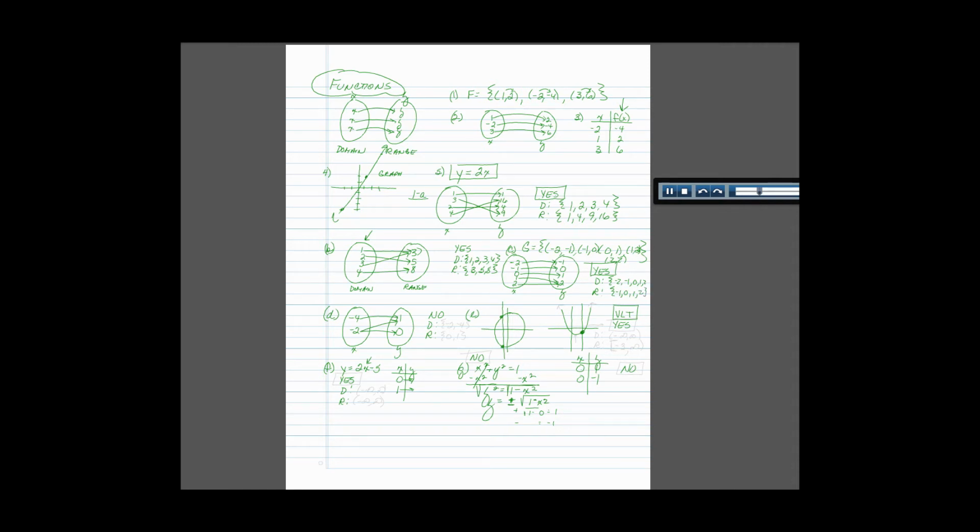All right, in our next one, indeed, it wasn't a function, but I can see that the domain would have been -2 and -4, and the range would have been 0 and 1. All right. In E, it's not a function, so we don't need to worry about domain and range.